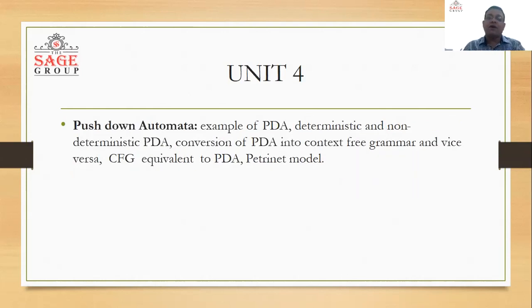In unit 4, we'll study push down automata. These push down automata are actually the practical implementation of a parser. Parser is a word you might have heard in the compiler design topic. So push down automata is actually the practical implementation of those parsers. We'll discuss types of push down automata, how a context free grammar is mapped into a PDA, and how a PDA is mapped into a context free grammar. So these are the things which we are going to study in unit 4.